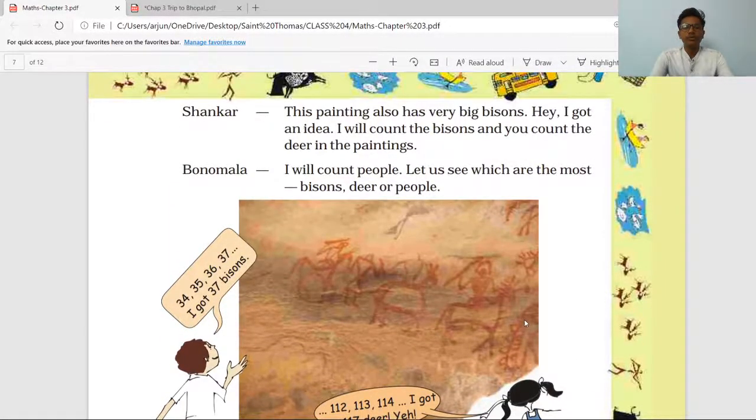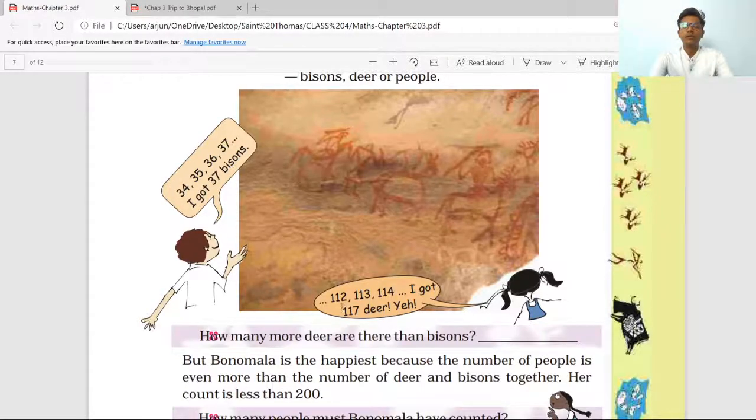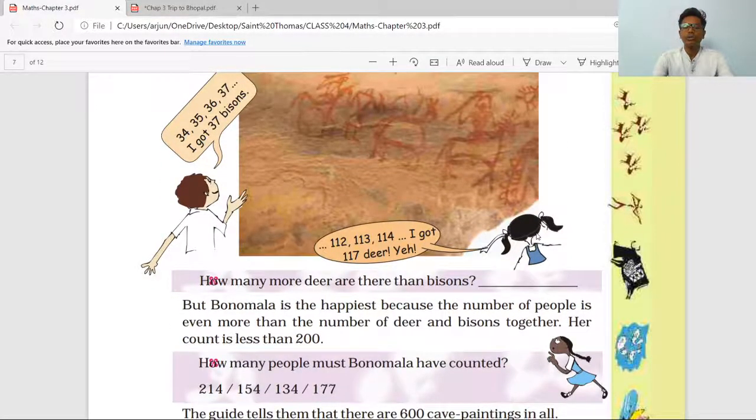The girl counts 112, 113, 114 and so on. I got 117 deers. Yay. The boy counts 34, 35, 36, 37. I got 37 bisons. Now here one question is asked to us. How many more deers are there than bisons?